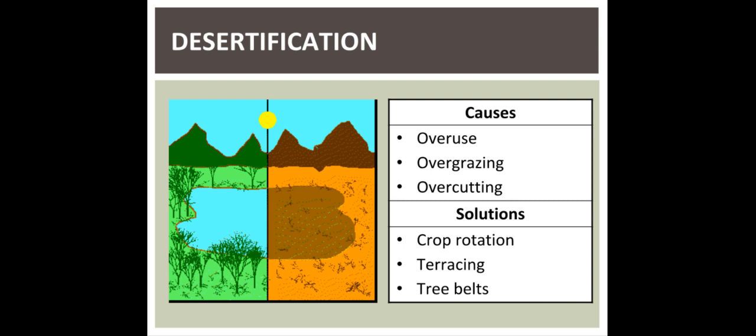And then the creation of something called tree belts, which is where they plant trees in order to provide some kind of barrier. What happens is the roots in the trees dig down into the soil and it holds the soil in place as the trees continue to grow, and it prevents the soil from converting over into desert.